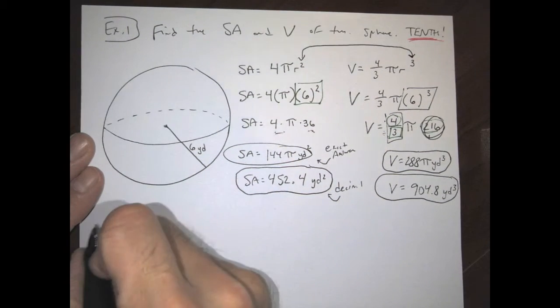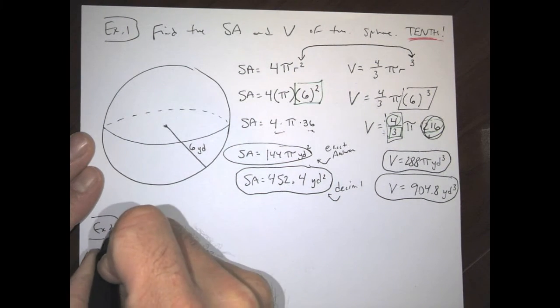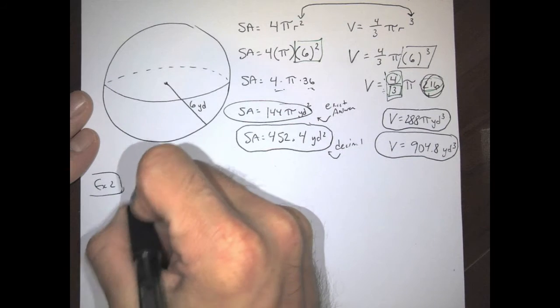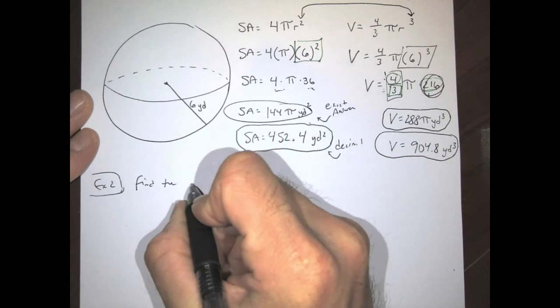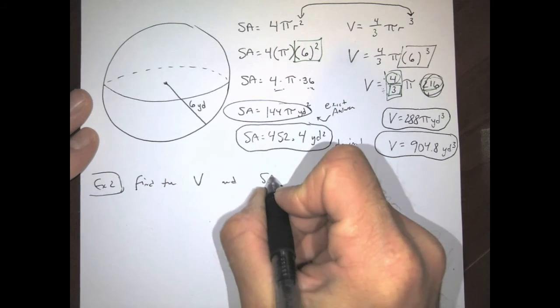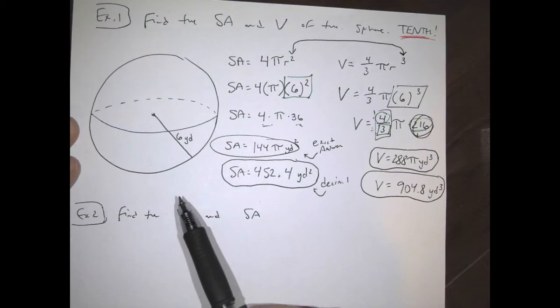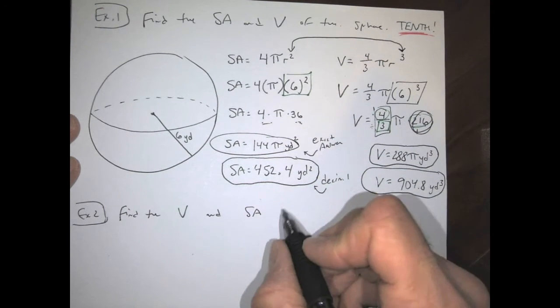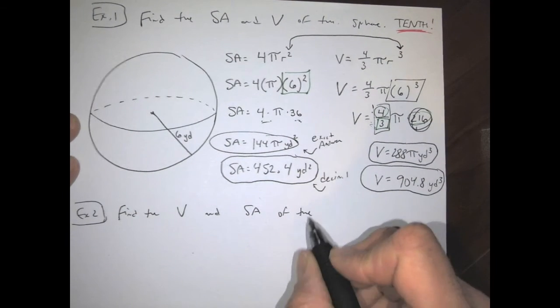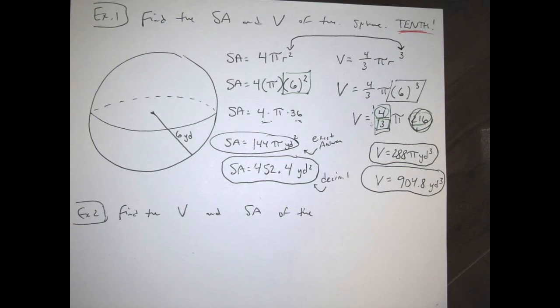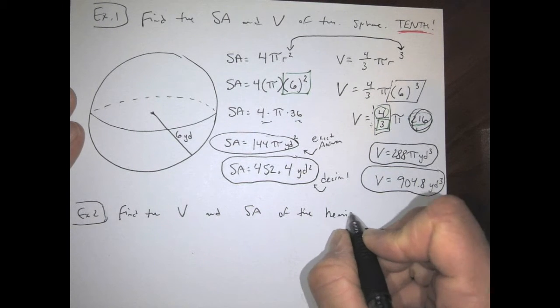Alright, here's your curveball. Example 2. I promise this is a curveball. I'd like you to find the volume and surface area. I'm switching the order. There's a reason for this, folks. Just be ready for it. I'd like you to find the volume and surface area of the... Okay, well, if I just put sphere again, it's going to be the exact same problem. Let's do it of the hemisphere.